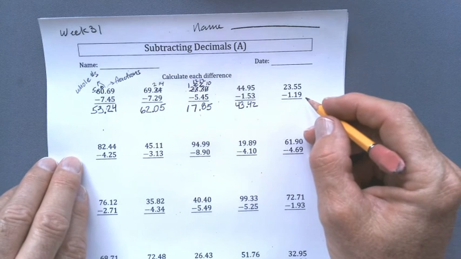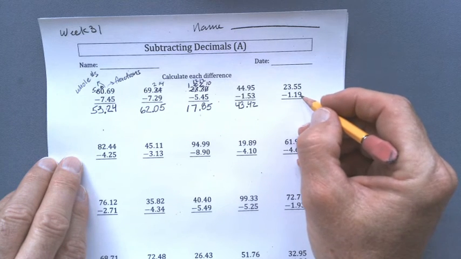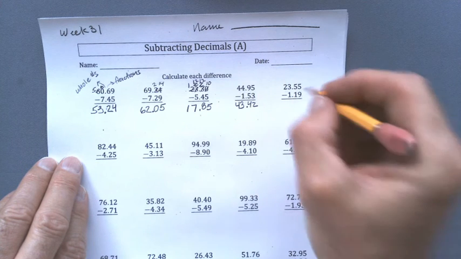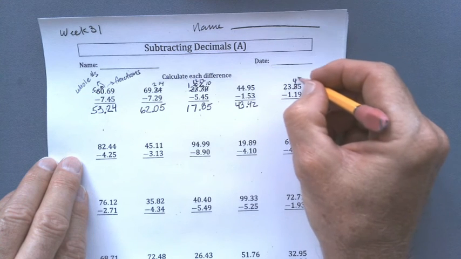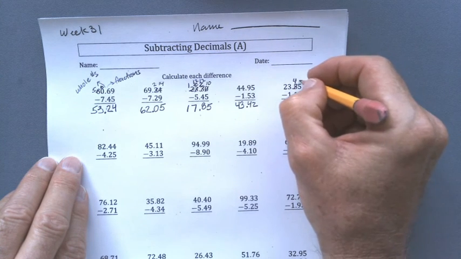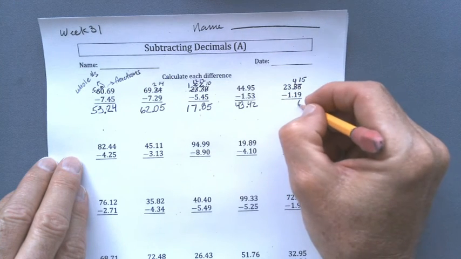Last one over here. This one I would think we're going to have to regroup, at least in the ones over here. We have 5 hundredths and 9 hundredths. We can't subtract these two because this one has to be larger than this one. So we're going to take one of the tenths here. We're going to change this to 4. We're going to move it over to the hundredths place, and there's 10 of them. 10 tenths and 100. So this becomes 15. So we have 15 minus 9 is 6.